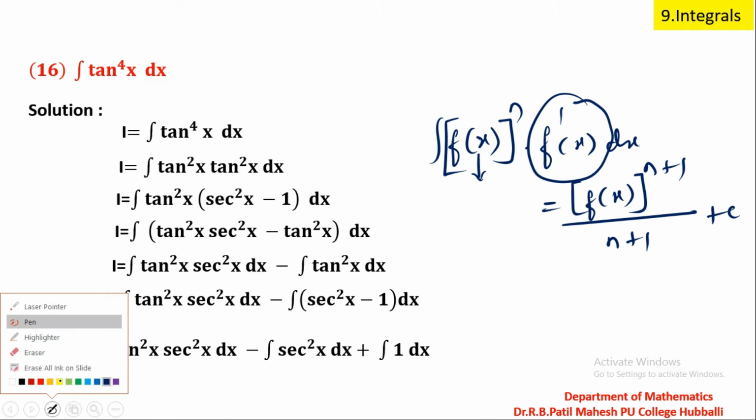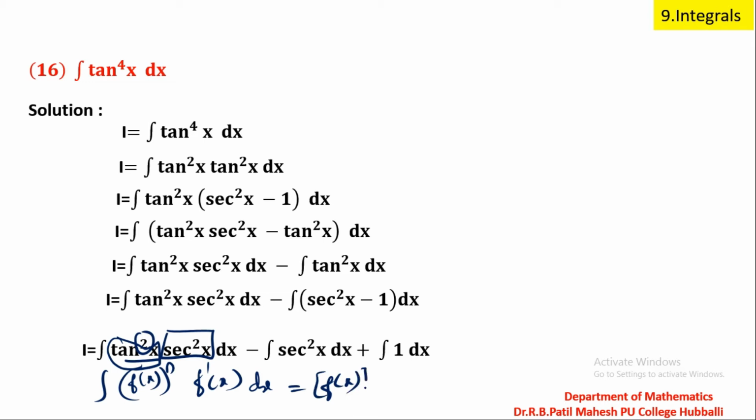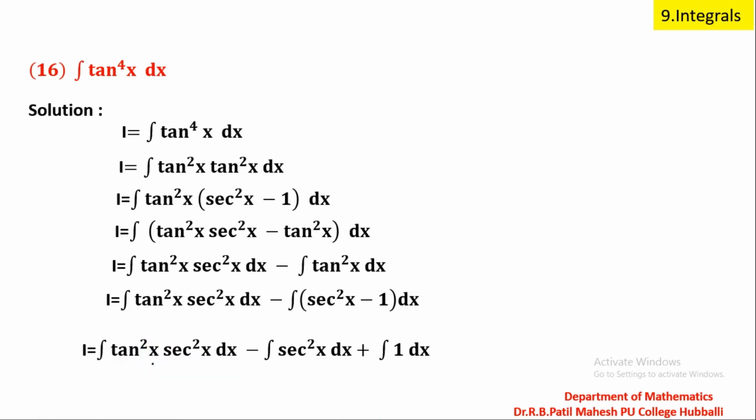So here in the first integrand, this tan x I will treat as f of x, and if I treat tan x as f of x, is there its derivative? What is the derivative of tan x? Secant square x. Yes, clearly you can see this is f dash of x, and the power 2 I treat as the power n. So integration of f of x to the power n into f dash of x dx is equal to f of x to the power n plus 1 divided by n plus 1. So that you can see tan x to the power 3.